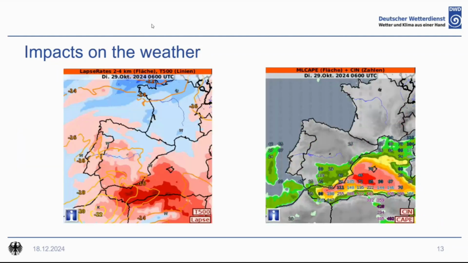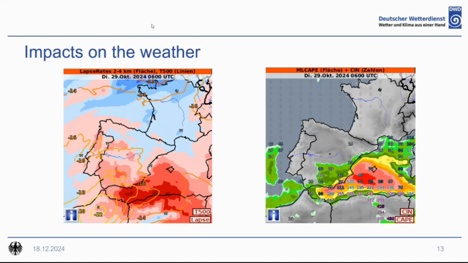Now I would like to show you some impacts on the convection. The warm sea surface temperatures and the cold air in the higher altitudes because of the cutoff low induced a high lapse rate. In combination with the high humidity, it increased the K values, which you can see on the right, the higher lapse rate on the left, always in the regions above the Mediterranean Sea.